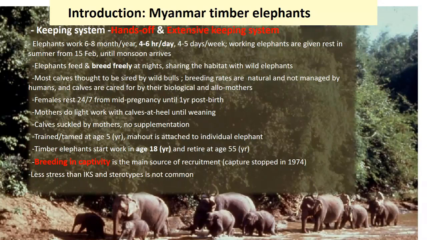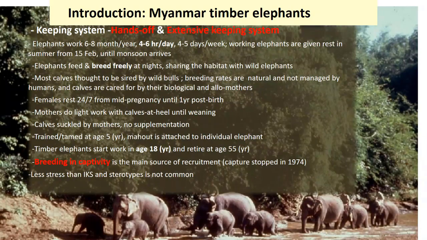Calves are cared for by their own mother and their aunts, the allomothers. Females rest 24/7 from mid-pregnancy until the calf reaches age 1 year. We give rest from mid-pregnancy until the calf is past its first year. We still attach the calves until they reach weaning age. The calves are allowed to suckle 24/7, and we normally do not give supplements. We do not provision, but the calves are trained by their mothers or aunties to forage by themselves.